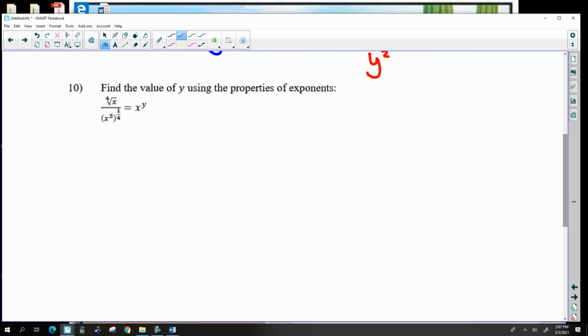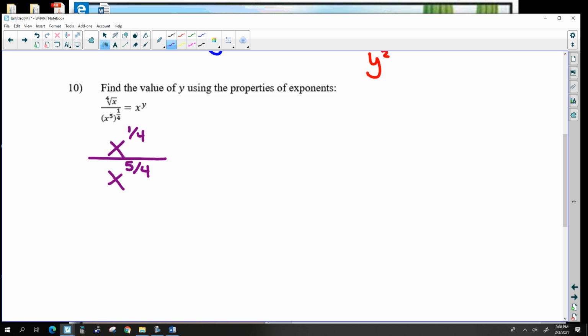And then the last question is kind of figuring out what this y is. So in essence, your answer is going to be x to something. Okay, they call it y. In essence, what the question is asking is what is the exponent of the answer. Your answer is going to be x to the something. What is that something? Okay, the best way to understand this is to turn everything into an exponent. So the numerator is to the 4th power, so that's to the 1/4. The bottom x is to the 5th power, but because it's to the 1/4, that'll be to the 5/4.